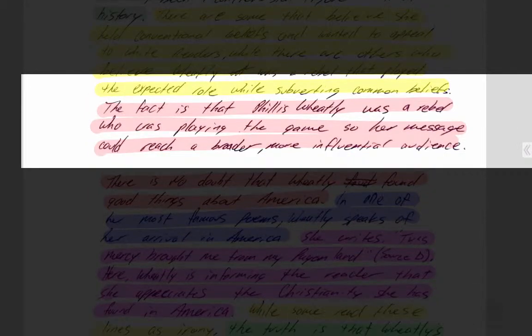Then I give my thesis. You've got to give your position. Fact is, Wheatley was a rebel who was playing the game so her message could reach a broader, more influential audience. Very clear thesis right there. I'm clearly answering the prompt. You want to make sure you do that.